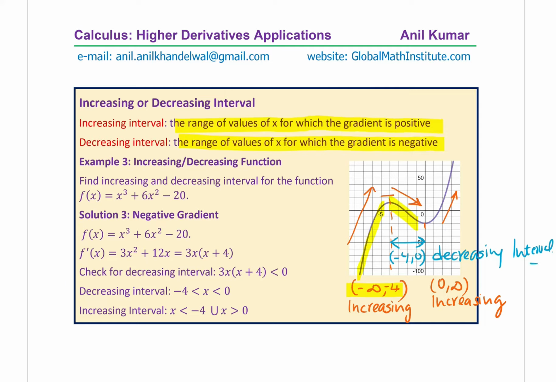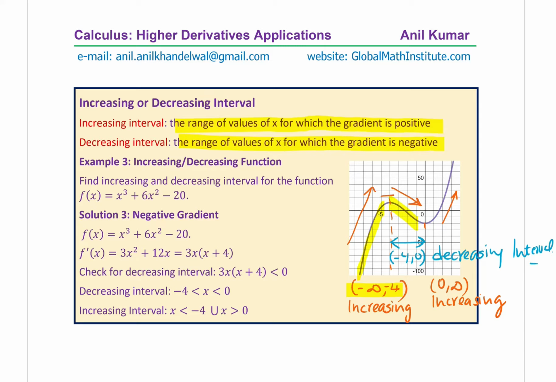Okay, so from a graph, it is easy. Now the question for you, which relates to the same graph, is for you to connect. So question number 3 is, find the increasing and decreasing interval for the function f of x equals x cubed plus 6x squared minus 20. So I'd like you to pause the video, find the derivative, and then confirm the solution. Is that clear to you?